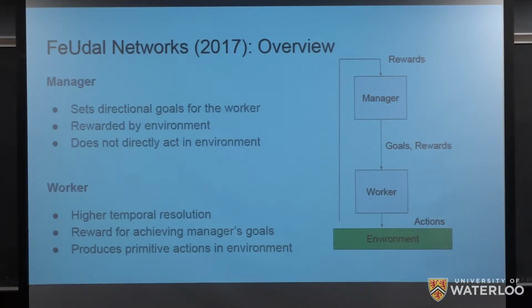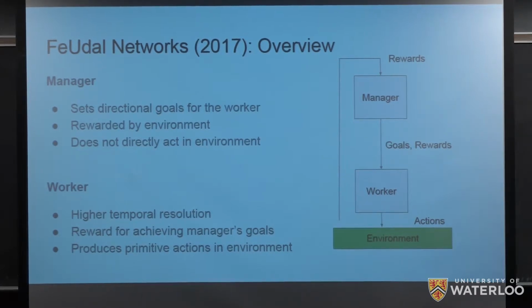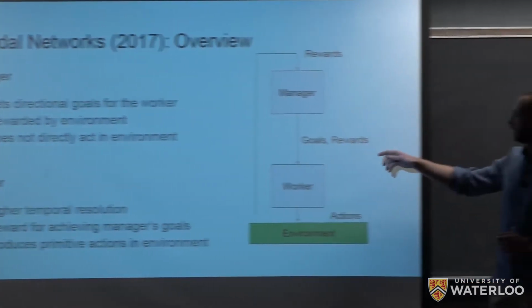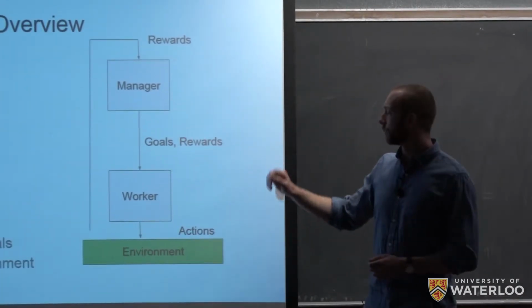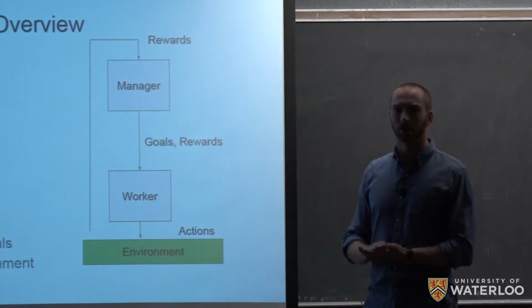So then we fast forward to 2017, and we have FeUdal networks. This is actually a simplification of the FeUdal reinforcement learning idea. In this case, we only have 2 agents. We have a manager, and we have a worker. What the manager does is decide the goal for the worker.